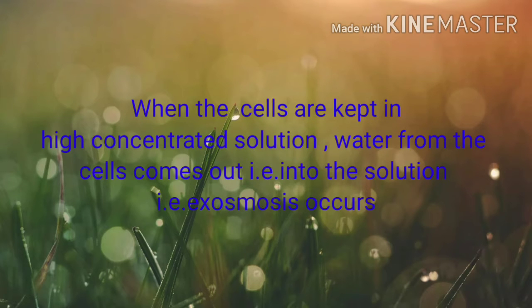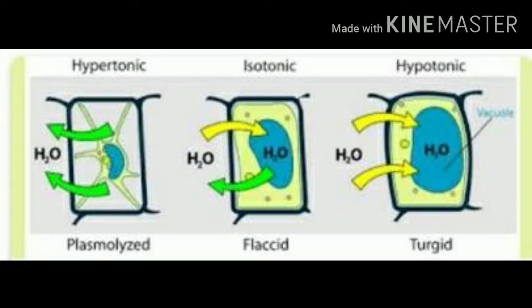When the cells are kept in a highly concentrated solution, water from the cells comes out into the solution, that is, exosmosis occurs. Due to this, the cells get shrunken. In this picture, we can see the diagram of a plasmolysed cell and a turgid cell. When the cells are kept in hypertonic solution, the cells undergo plasmolysis.